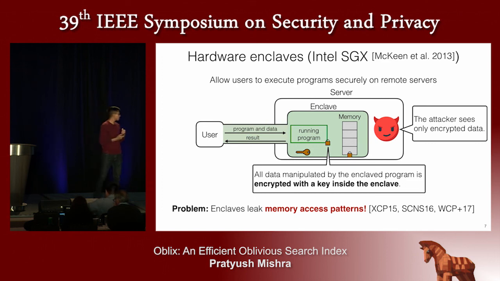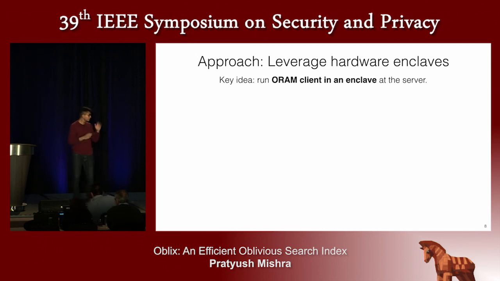One in particular that's problematic for us is that enclaves leak memory access patterns. What this means is that when the running program accesses some location in memory, the adversary can see which locations are accessed. It can't see the contents of the memory, but it does know which locations are accessed. A bunch of works over the past 3 years have exploited this leakage to recover the secrets of the running program. Let's put aside for a moment this leakage and see how we can use these enclaves to solve the problems with ORAM we saw earlier.